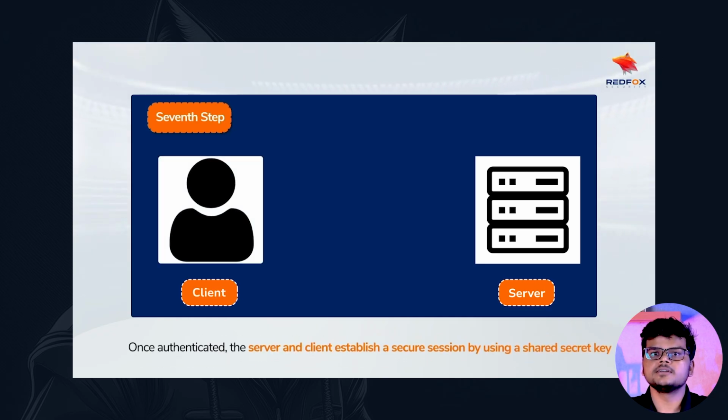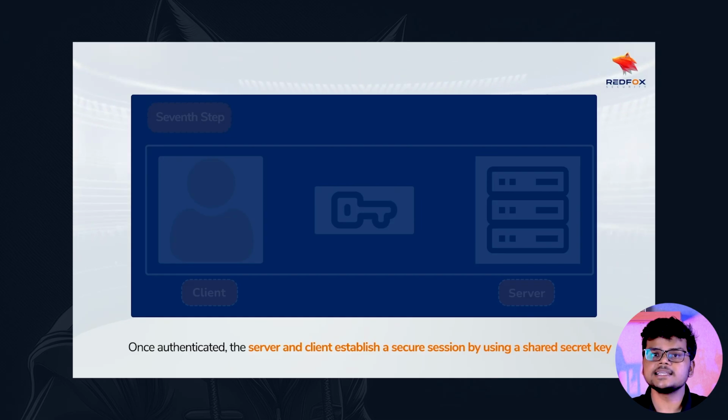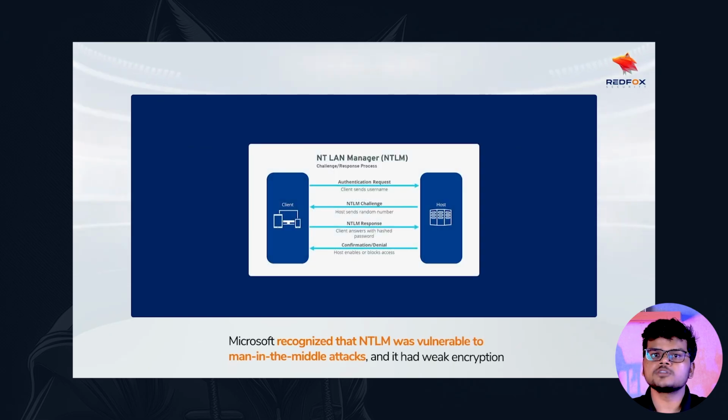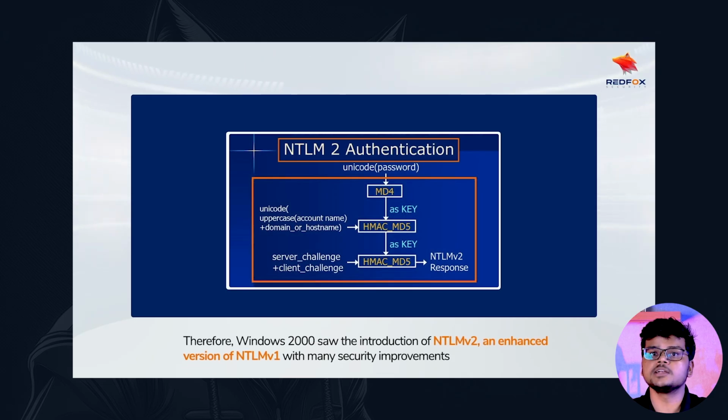Once authenticated, the server and client establish a secure session by using a shared secret key. This key encrypts all the data sent between them during this session. Microsoft recognized that NTLM was vulnerable to man-in-the-middle attacks and had weak encryption. Therefore, Microsoft in 2000 saw the introduction of NTLM v2, an enhanced version of NTLM v1 with many security improvements.